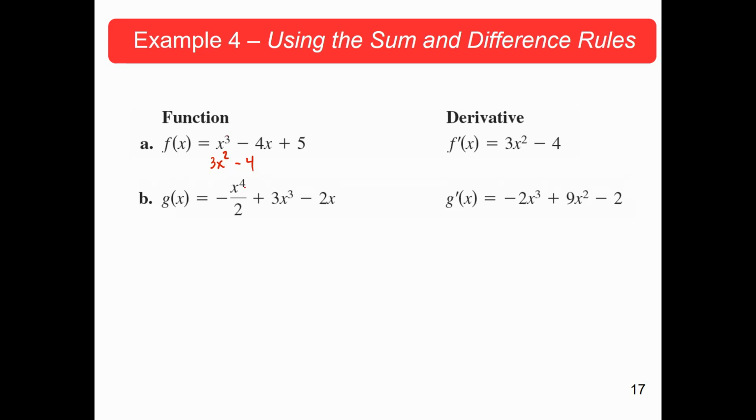Negative 1/2 x to the 4th, so 4 times negative 1/2 is negative 2x cubed. 3x cubed, 3 times 3 is positive 9x squared, minus 1. Take the number in front of x, minus 2.